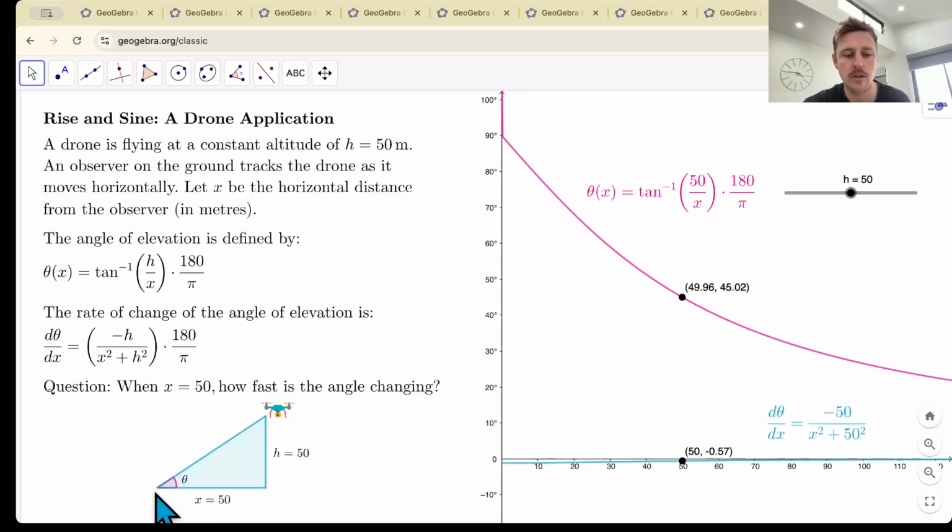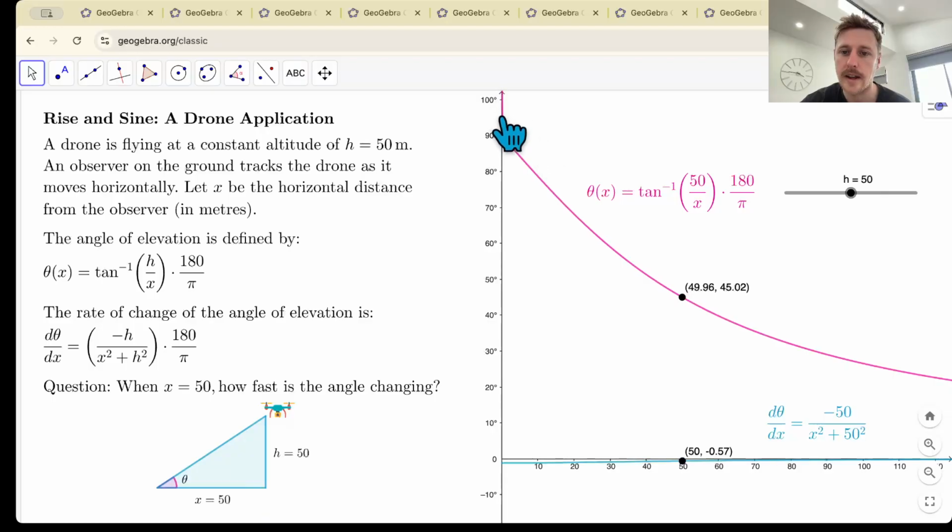So we've got this horizontal distance between yourself and the drone being 50 meters, and it's at a height of 50 meters. So if you think about it, you've got an isosceles triangle here. This length here equals this length here. So you must be looking up at an angle of 45 degrees. And that should make sense.